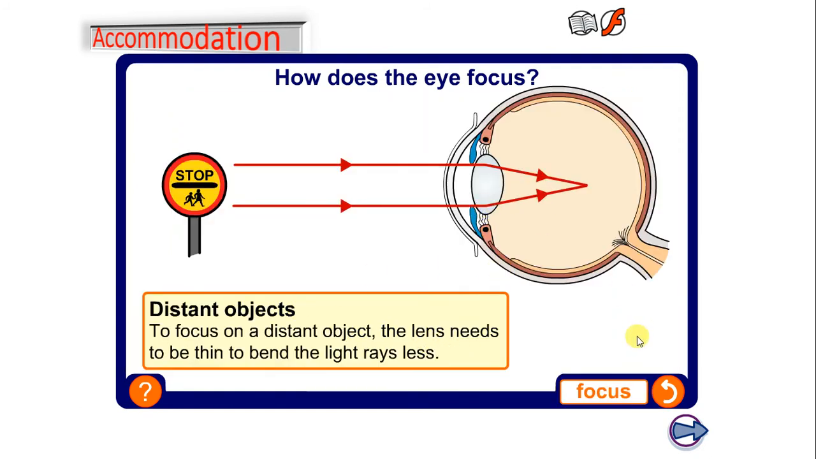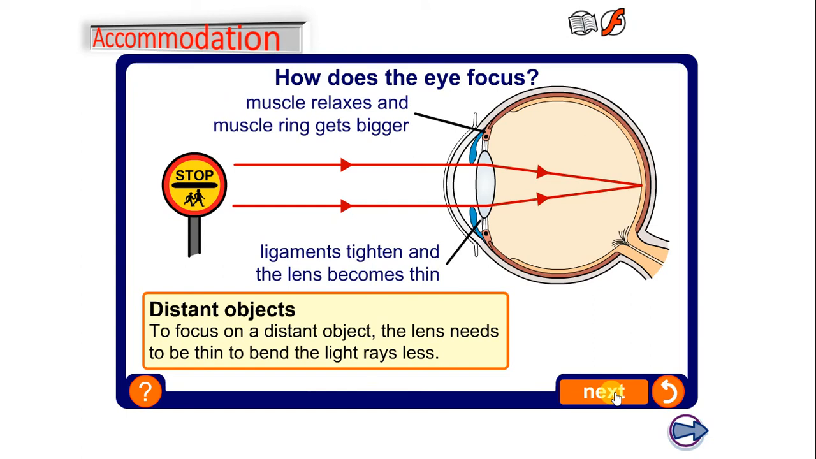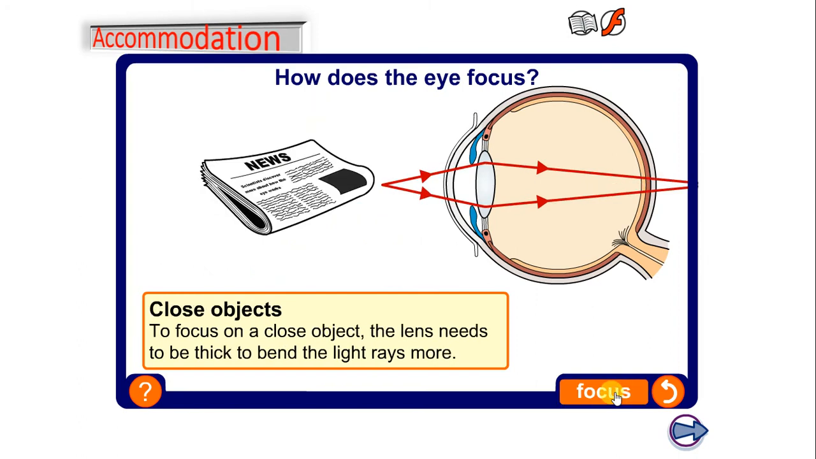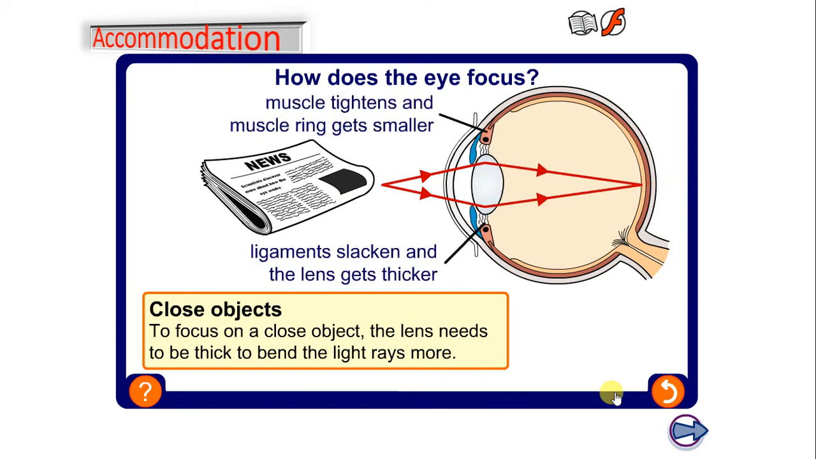First, to focus now, you find out that this is the shape. Just look at what will happen to the ciliary muscle and suspensory ligament. Well, the ciliary muscle relaxes, the suspensory ligament tightens to make the lens thinner to be able to focus more light onto the retina. But in the case of a close object, ciliary muscles tighten, suspensory ligament slackens, to allow the light to be focused more on the retina.